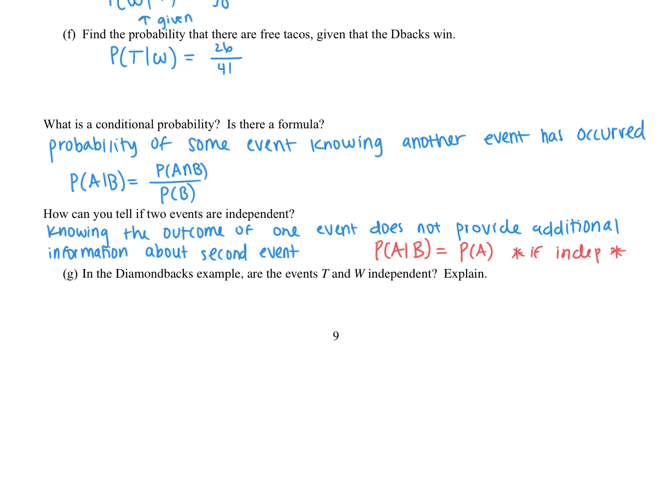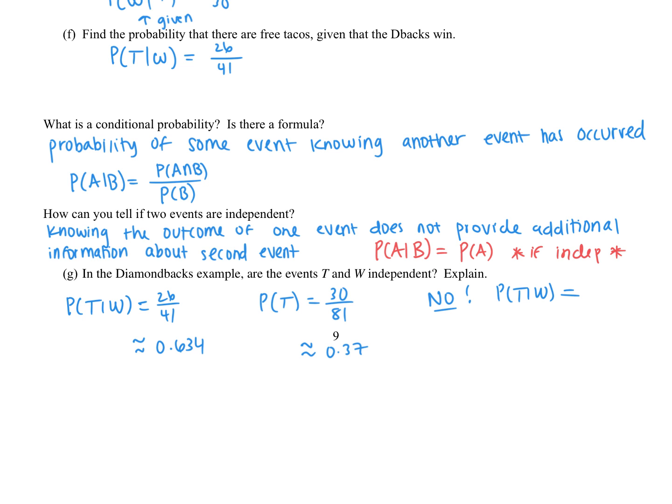Okay, so are the events T and W independent? Well, we can see right above, we have the probability of T given W is 26 out of 41. If the events are independent, then W happening should not affect the probability of T. So if the events are independent, then the Diamondbacks winning should not affect at all the probability of free tacos. So the probability of free tacos we saw above, it happened in 30 of the 81 games. I think it's helpful to convert these to decimals. So that first one is about 0.634. Second one is about 0.37. So we would say no, they are not independent because the probability of T given W is not equal to the probability of T.